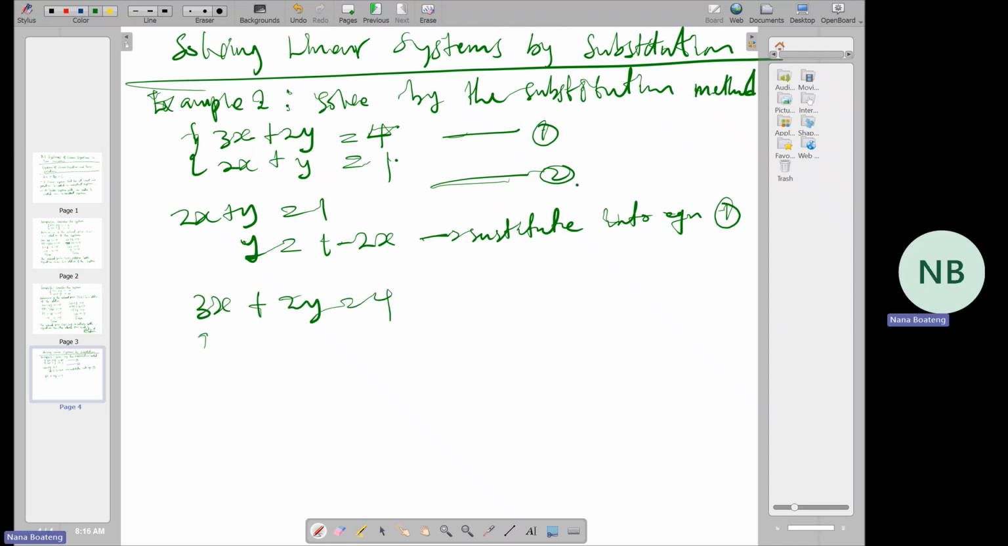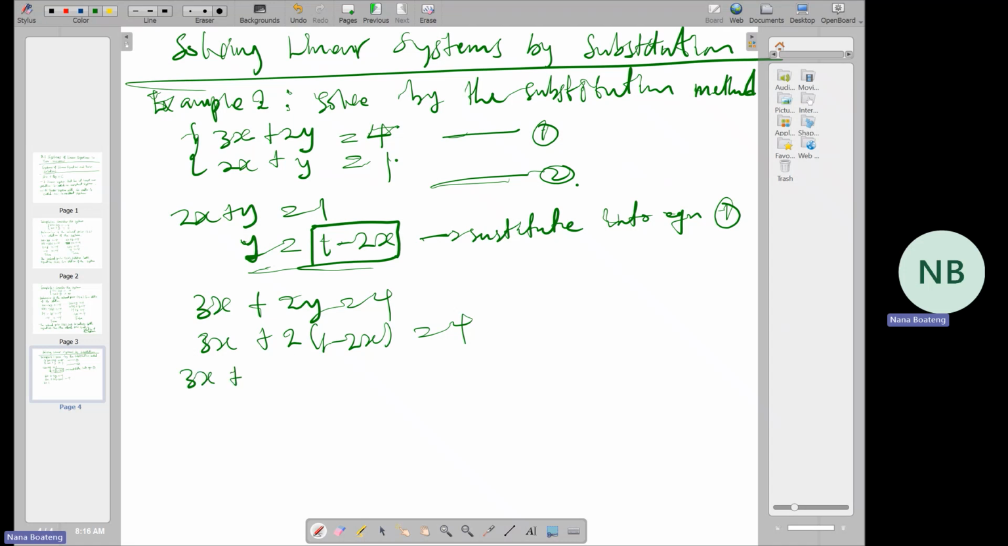Okay, so equation 1 is 3x plus 2y is equal to 4. So now we have 3x plus 2, and y is now 1 minus 2x. So we substitute, in place of y, 1 minus 2x, and this equals 4. So now let's expand.